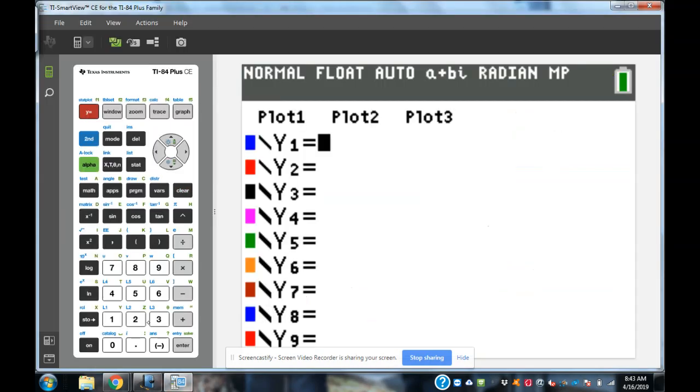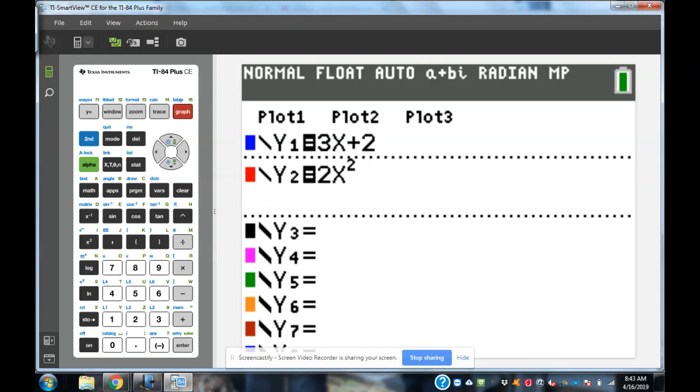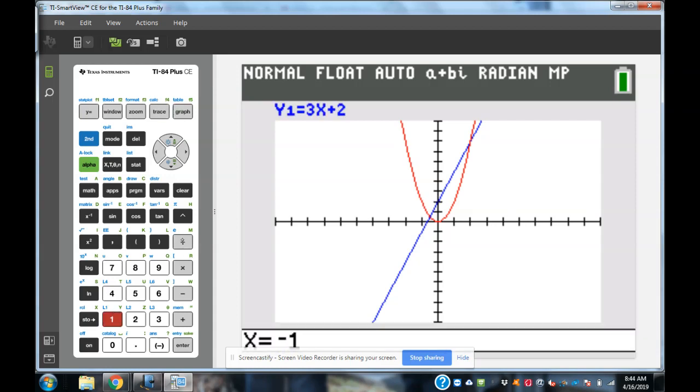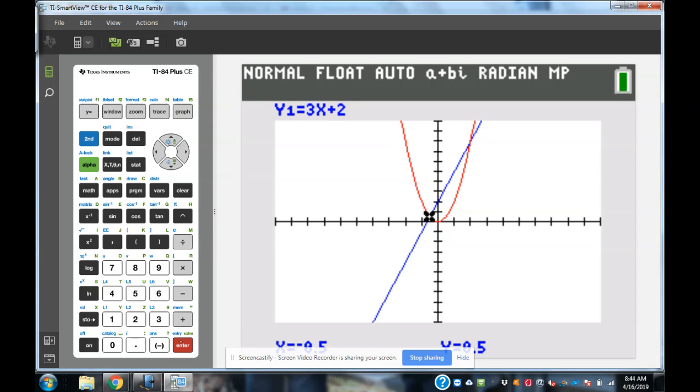So y equals 3x plus 2. And then on the second one, 2x squared. Hit graph. So there's our line, and there is our parabola, and we see them crossing. I think that they're crossing at negative 1/2, 1/2, so I could hit trace and type in negative 1/2. And I verify there. I see the y value is 0.5 as well, so that verifies there.